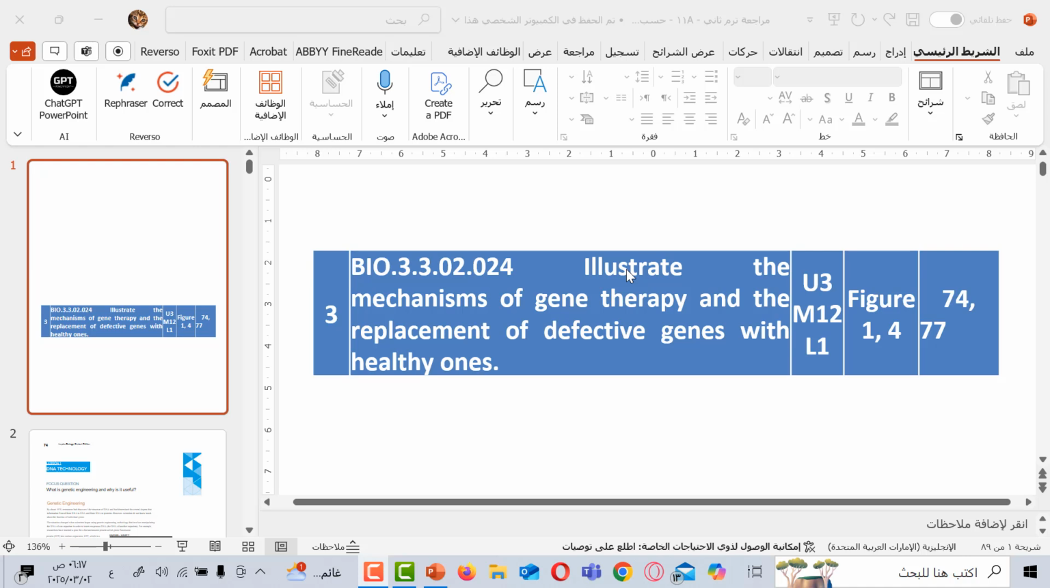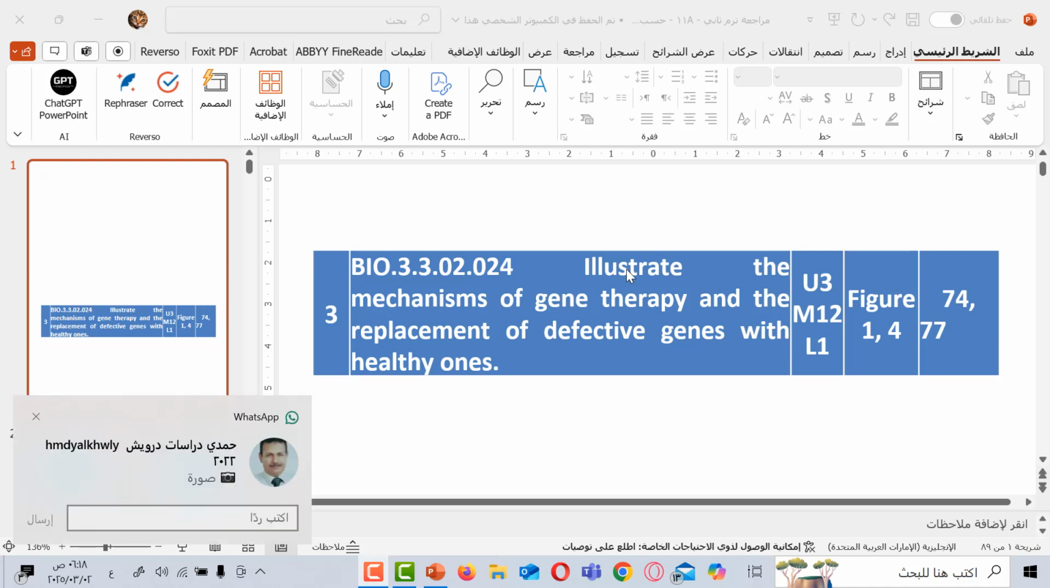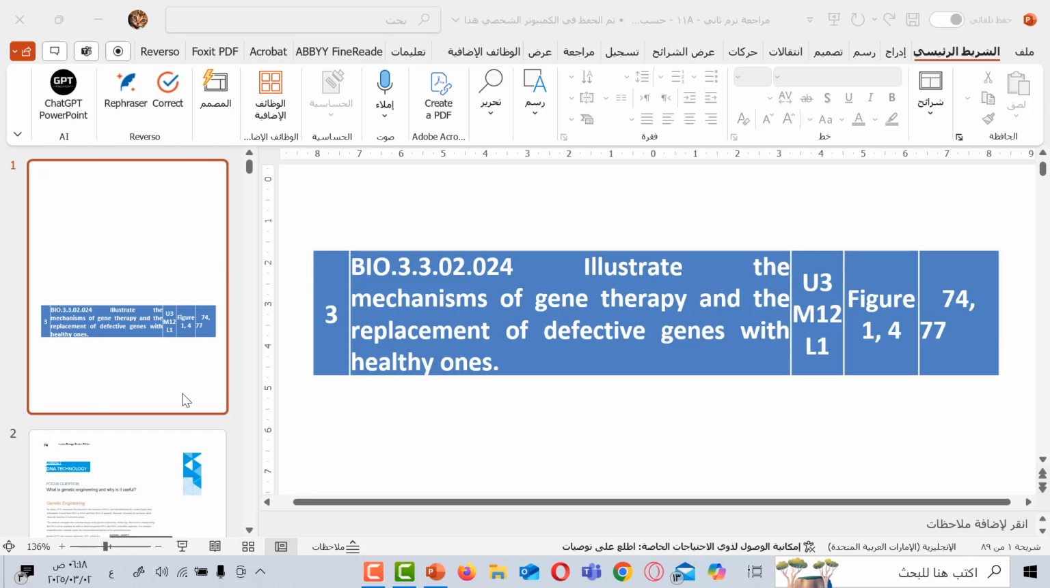أهلا بكم في مراجعة 11 أدفانس العام 24-25 العام الترم الثاني.